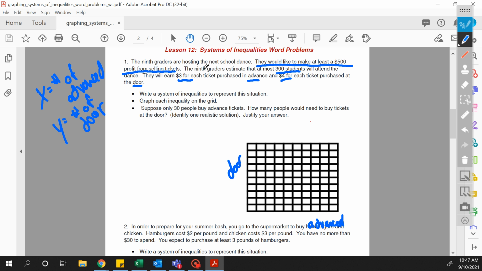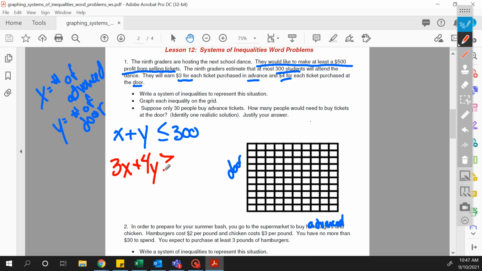Okay, so first I need to set up my inequalities. I know that there will be at most 300 students. So the number of tickets sold in advance plus the number of tickets sold at the door will be at most 300, so less than or equal to 300. So that's my first inequality. My second inequality is going to be the cost. There's $3 for the ones sold in advance, plus $4 for the ones sold at the door, and we need this to be at least $500.